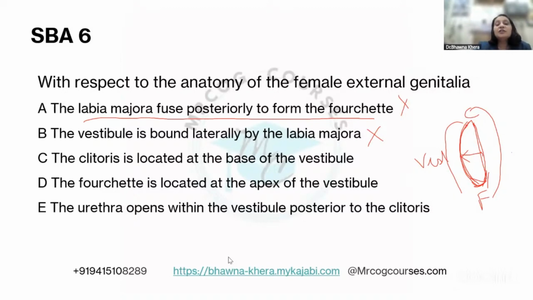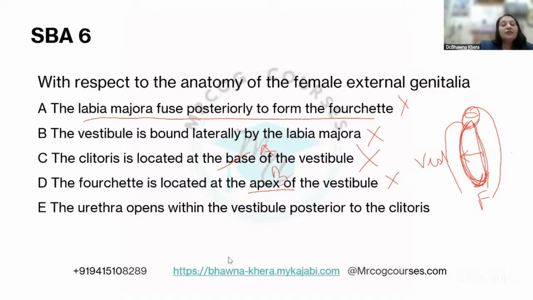The clitoris is located at the base of vestibule. Now this is the vestibule, so the clitoris is located at the apex. So this should be apex, right? So this is again an incorrect statement. The foresheet is located at the apex of the vestibule. This is again an incorrect statement because instead of apex, this should be the base.